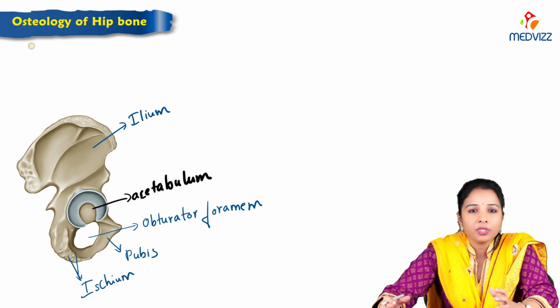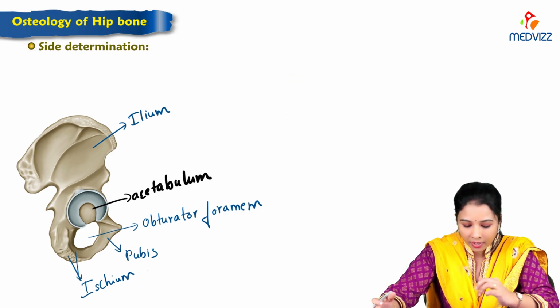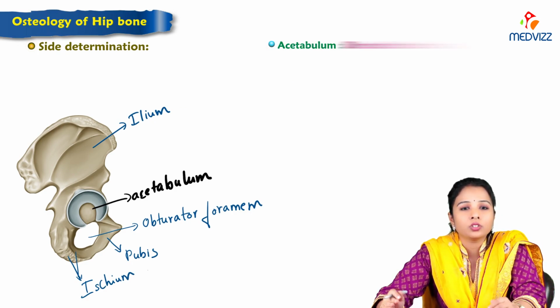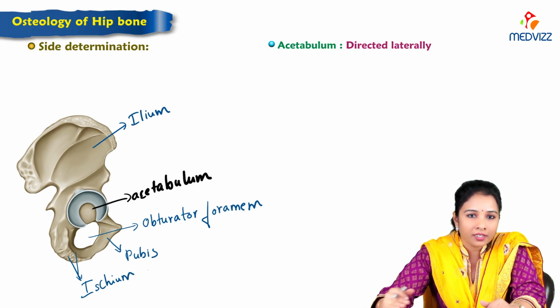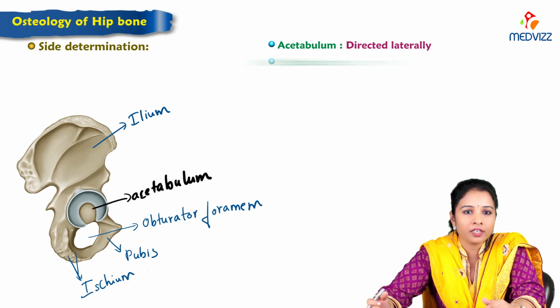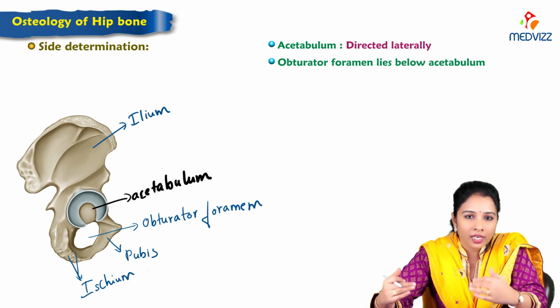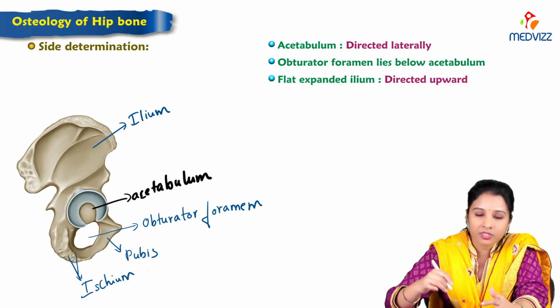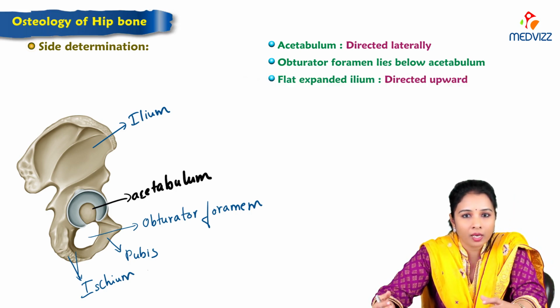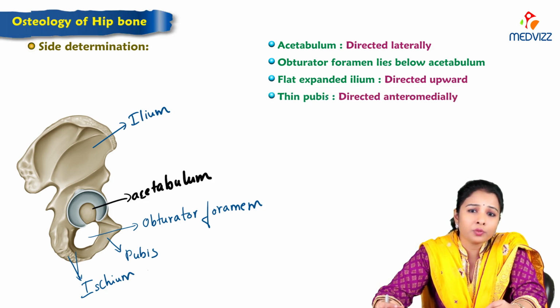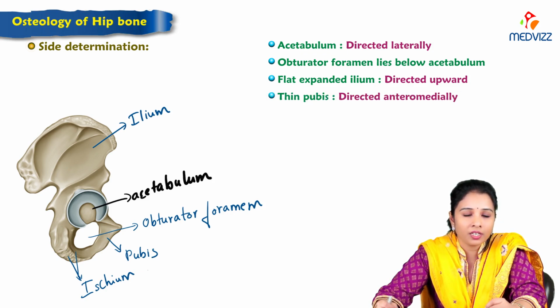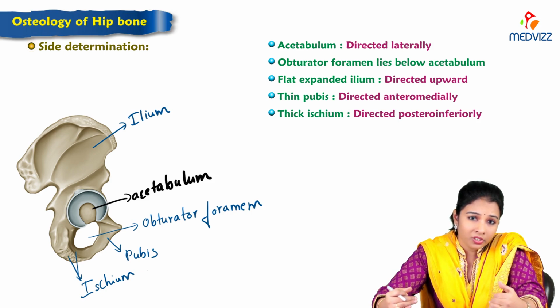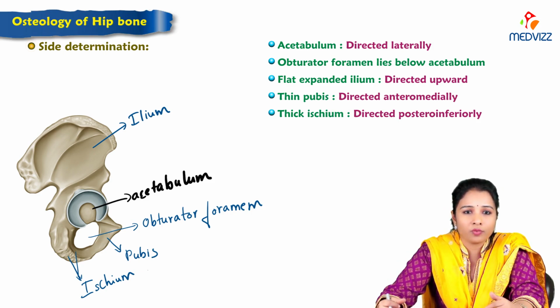So to determine the side of the hip bone, we have to check for the acetabulum. The acetabulum should be directed laterally, that is outwards, and obturator foramen lies below the acetabulum, and the flat expanded part, which is the ilium, should be directed upwards, and thin pubis is directed anteromedially, and thick ischium is directed posterior inferiorly.